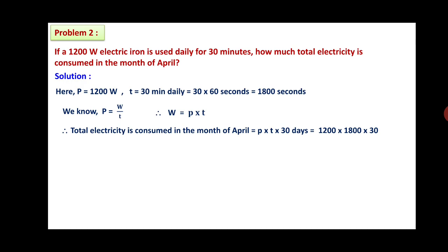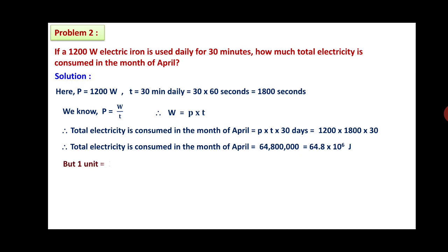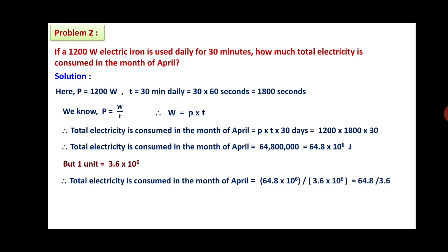By substituting the values, you get 1200 into 1800 into 30. Therefore, total energy consumed in the month of April is equal to 64800 then 000, which will be written as 64.8 into 10 to the power 6 joule. Friends, we know that 1 unit is nothing but 3.6 into 10 to the power 6 joule. Therefore, total electricity consumed in the month of April is equal to 64.8 into 10 to the power 6 divided by 3.6 into 10 to the power 6.